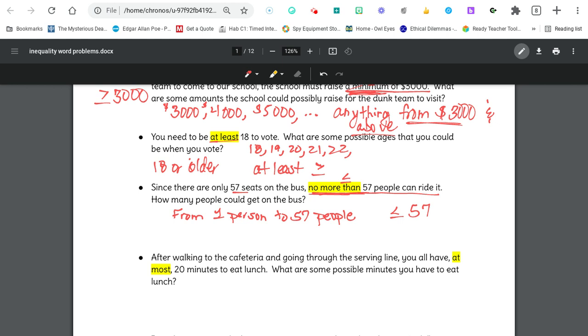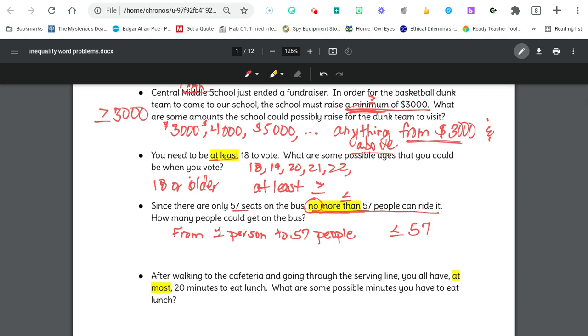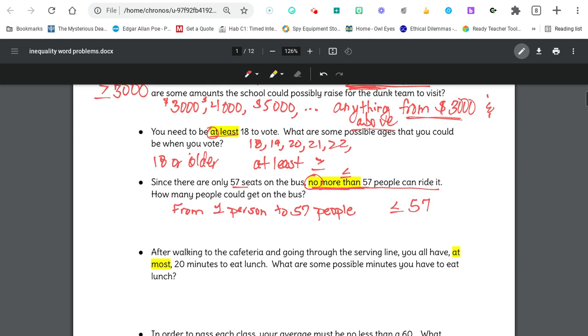And again, I know your mind sees more and it goes to greater, but it's got no in front of it. It turns more around and makes it less. Okay. Just like this had at in front of it. Turns least around and makes it greater. Okay.